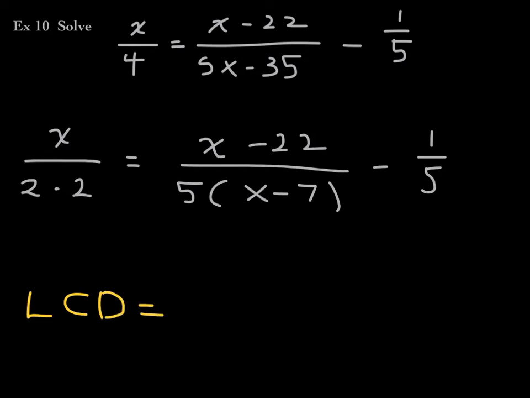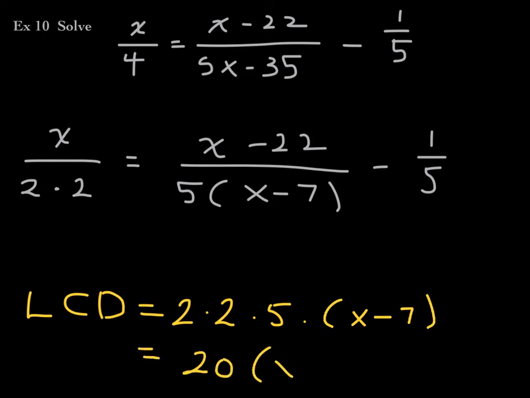So I can see that I'm going to need 2 copies of 2 in my LCD because 2 appears twice in this factorization. So I'm going to need 2 times 2 in my LCD. That's the same thing as saying 4. I'm going to need only 1 copy of 5 in my LCD because it appears once in this factorization and once in that factorization. So you only need 1 copy. And then you need an x minus 7. So really, this turns out to be 20 times x minus 7. This is the LCD, right? This is what you're multiplying every single term by.